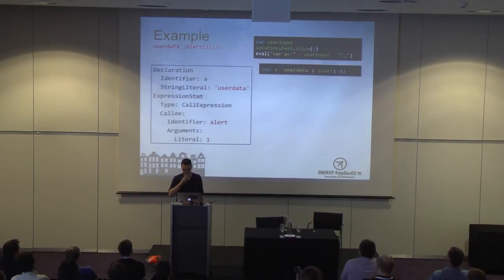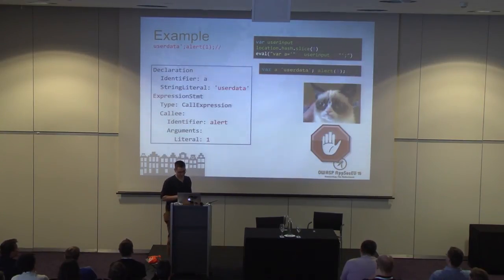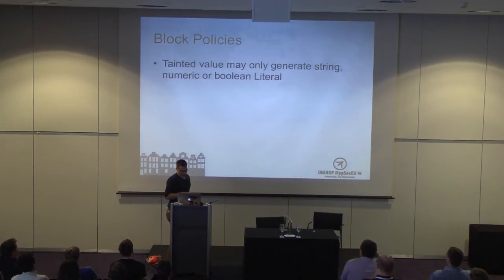So the syntax tree looks somewhat different now. Remember our policy: we only want literal values to be tainted. Here we have a tainted identifier, namely alert, and a tainted literal, one, which is okay, but the tainted alert violates our policy, so we're not happy about that, and we're going to block this. So we block policy-violating tainted values in terms of the JavaScript engine.